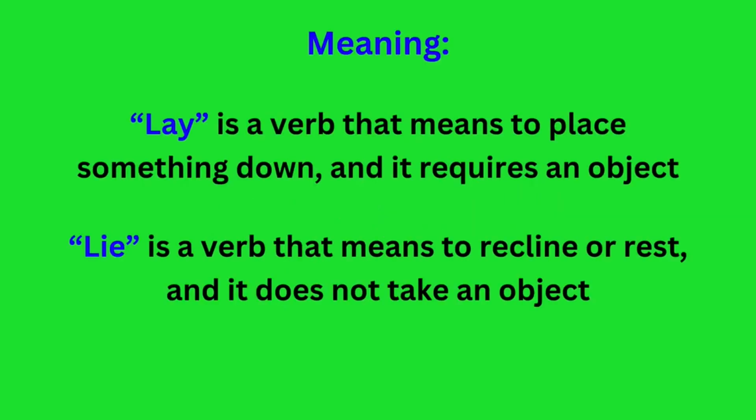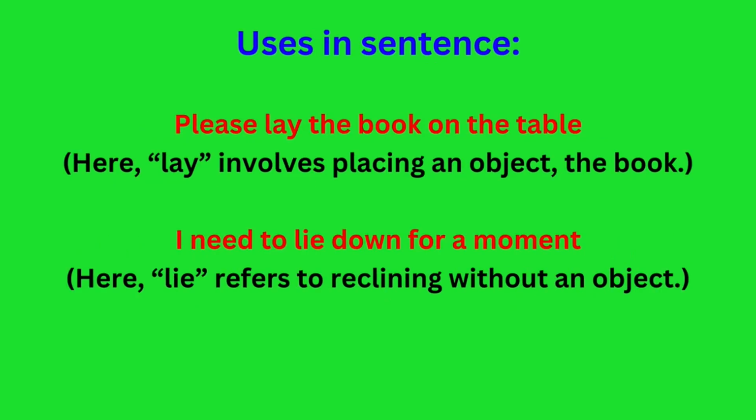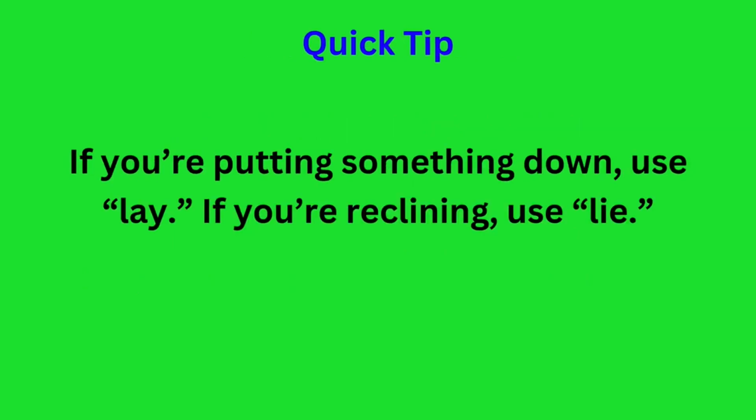Lay versus lie. Meaning. Lay is a verb that means to place something down and it requires an object. Lie is a verb that means to recline or rest and it does not take an object. In a sentence, please lay the book on the table. Here, lay involves placing an object, the book. I need to lie down for a moment. Here, lie refers to reclining without an object. Quick tip: if you're putting something down, use lay. If you're reclining, use lie.